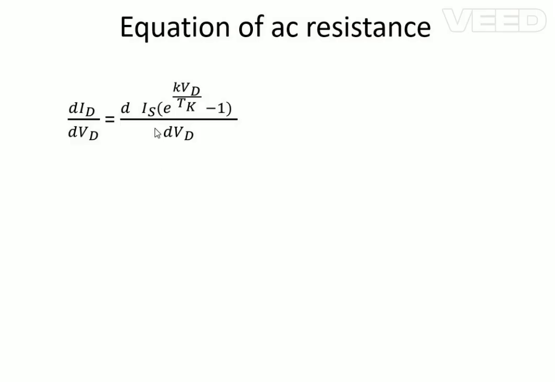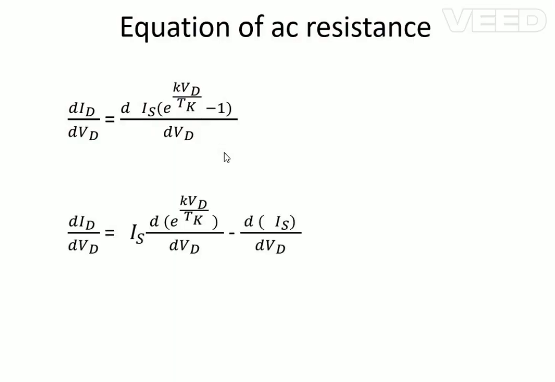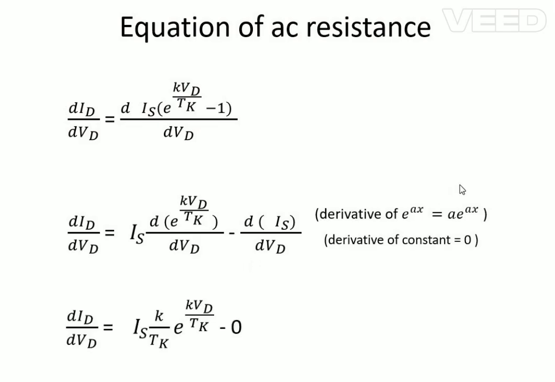Now let's differentiate equation number 1. We know that the differentiation of a constant is 0 and differentiation of an exponential term is this. So just use this formula and let's differentiate IS, differentiation of e raised to the power kVD over Tk. This is a constant, so it is written here normally. I'm not going to teach you how to differentiate, you must be knowing that. This is equation number 3. Keep a pencil in your hand and calculate it by yourself.